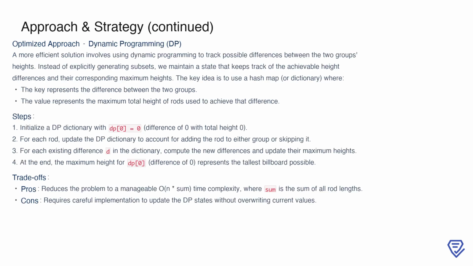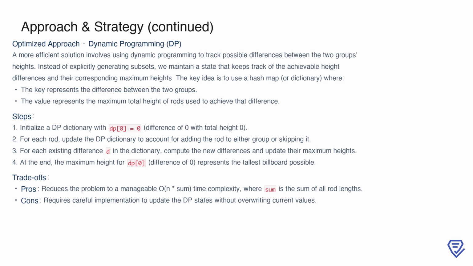To address the inefficiencies of the brute force method, we turn to an optimized approach using dynamic programming. This technique allows us to track the possible differences between the heights of the two groups without explicitly generating all subsets. The core idea is to maintain a state using a hash map, where the key represents the difference between the two groups, and the value represents the maximum total height of rods used to achieve that difference.